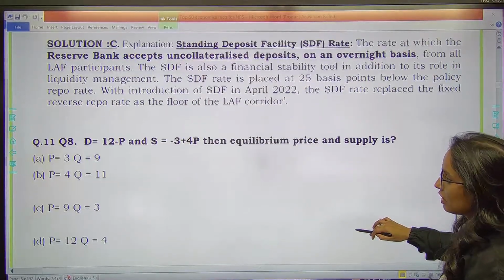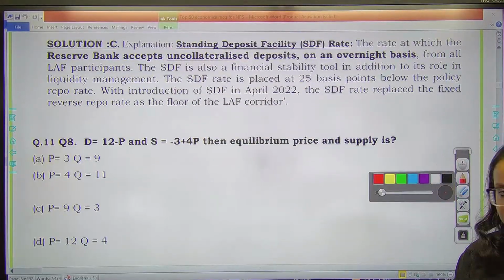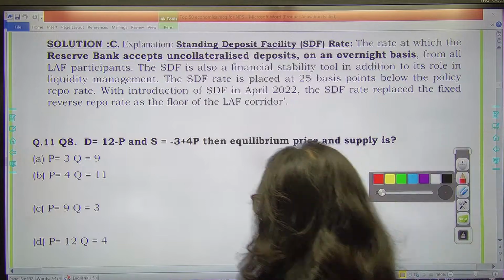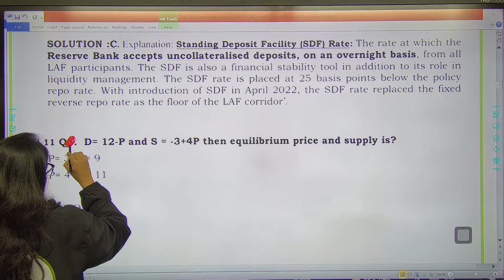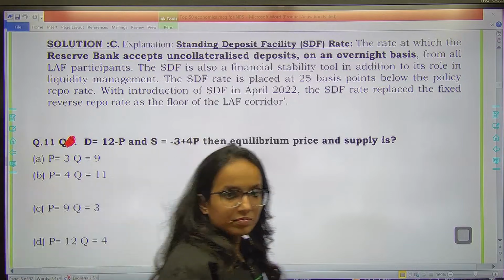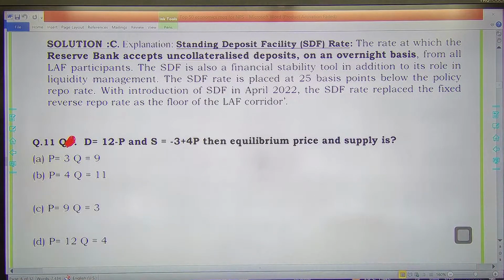Now this is a very simple numerical for you. This is question 11. Here, very simple demand and supply functions are given to you. D is equal to 12 minus P, and S is equal to minus 3 plus 4P. Very simple equations are given. You have to find the equilibrium price and quantity.